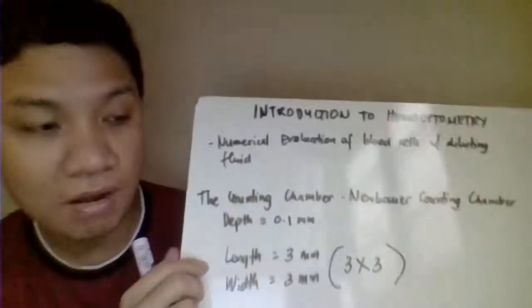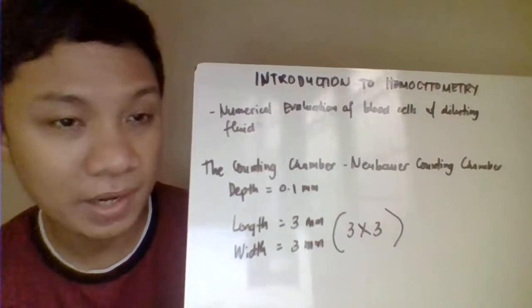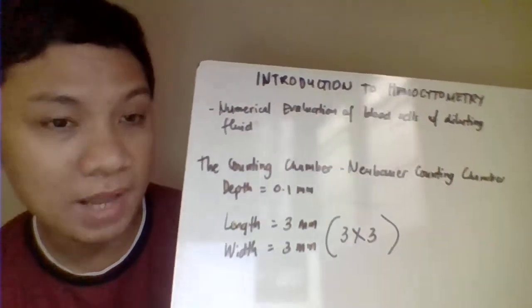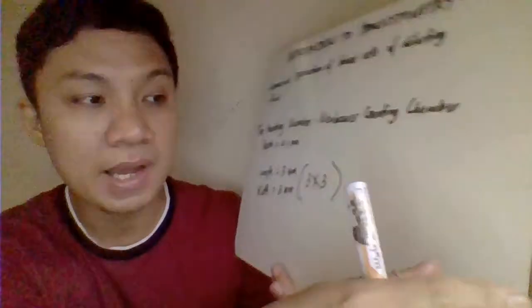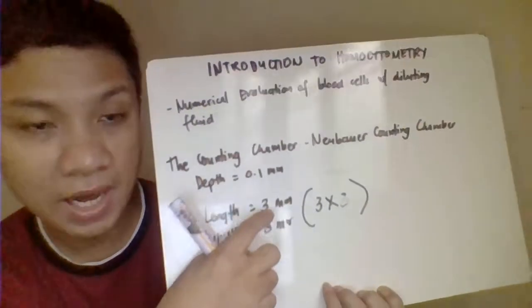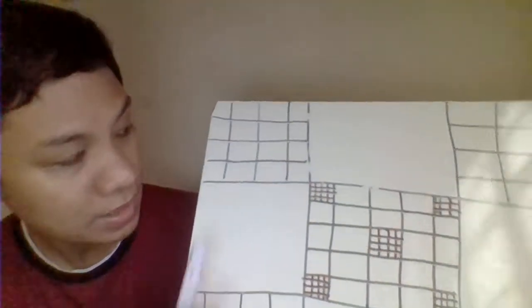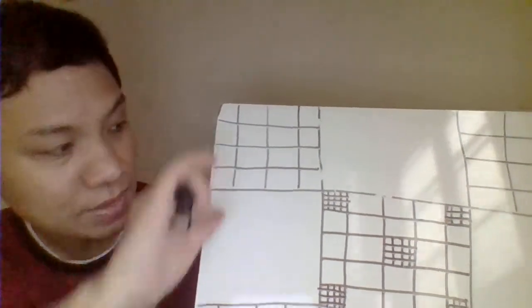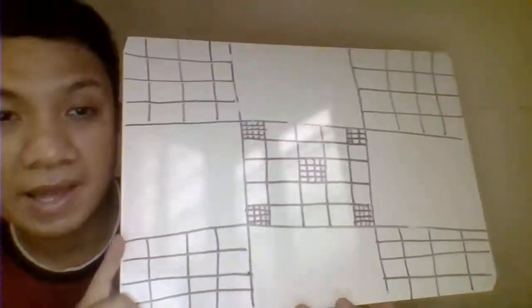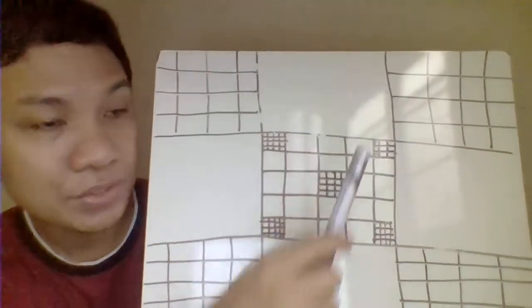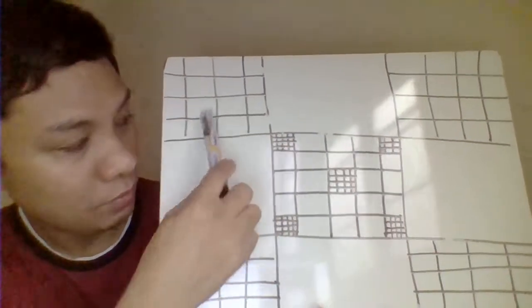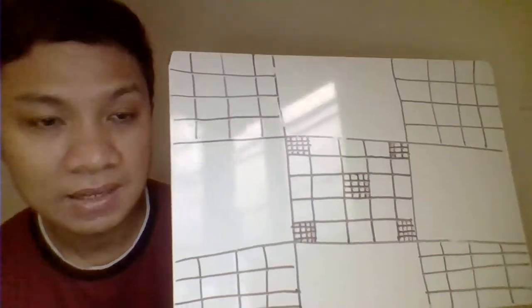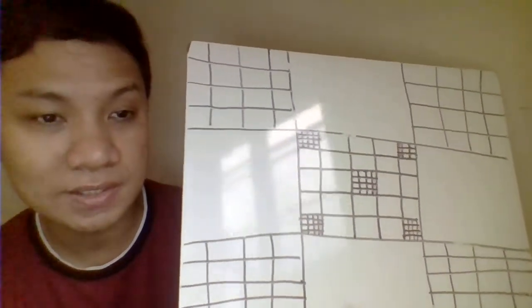The depth of your Neubauer counting chamber is 0.1 millimeter. The length of one entire ruled area is 3 millimeters, and the width is also 3 millimeters. So in one ruled area, there are 9 large squares: 1, 2, 3, and 1, 2, 3, that's 3 by 3.